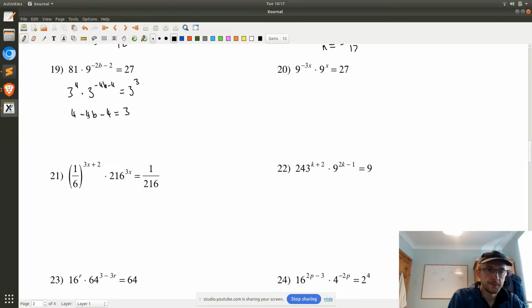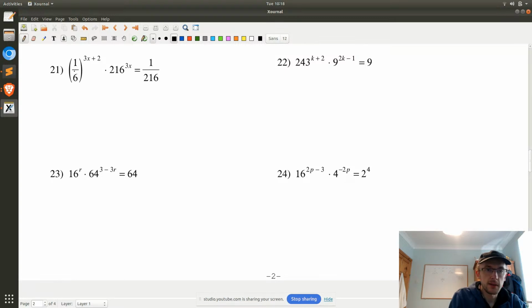Equals 3. So minus 4b is 3. So b is 3 over 4. The negative of 3 over 4. 3 to the negative 6x times 3 to the 2x equals 3 to the 3. Negative 6x add 2x is negative 4x. So if negative 4x is 3, then x is negative 3 over 4.